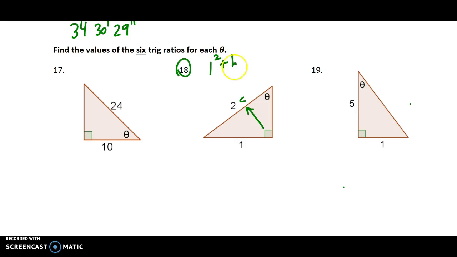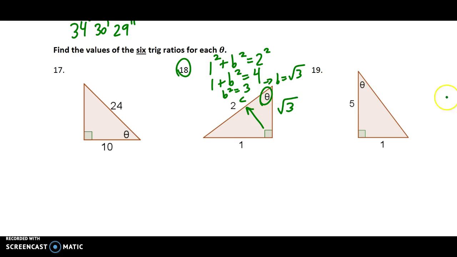So a squared plus b squared equals c squared. I see that 1 plus whatever b squared is has to equal 4. So b squared is 3, which means b is radical 3. Nothing really to simplify there. Okay? So I want to find all the trig ratios for angle theta.